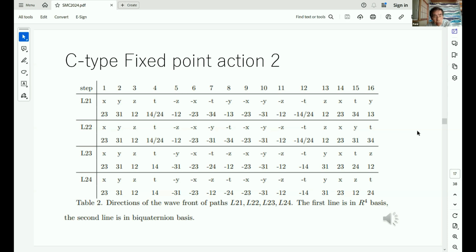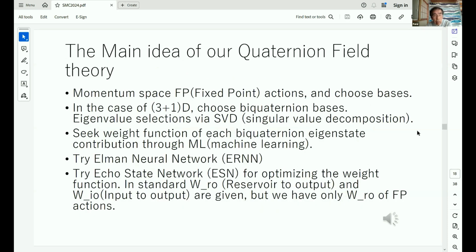The next one. The main idea of our quaternion field theory is that we calculate the momentum space fixed point actions and choose the basis. In the case of 3+1 dimensions, we choose the biquaternion basis, eigenvalue selection via singular value decomposition, and seek the weight function of each biquaternion eigenstate contribution through machine learning. So we try the Elman Neural Network and also the echo state network for optimizing the weight function.